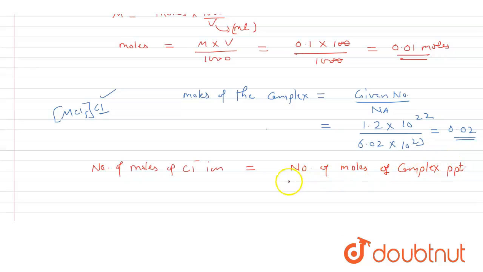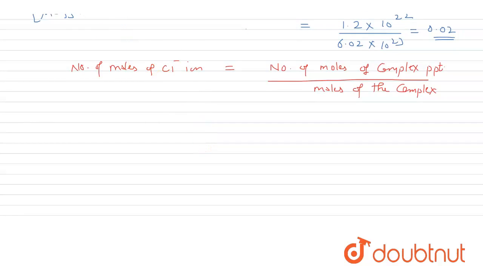Divided by the moles of the complex. Further if I solve it, we are getting 0.02 mole precipitating out, and the moles of the complex is 0.01. So from here I will get the value of 2.